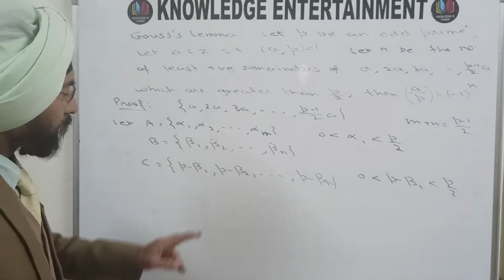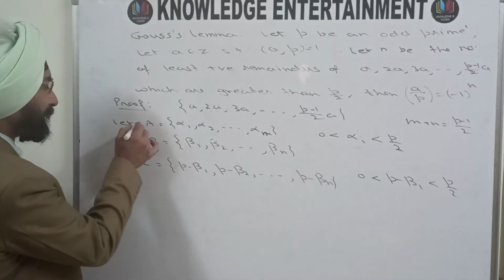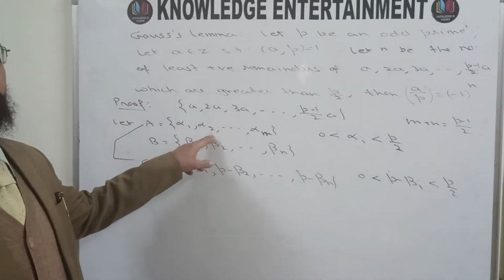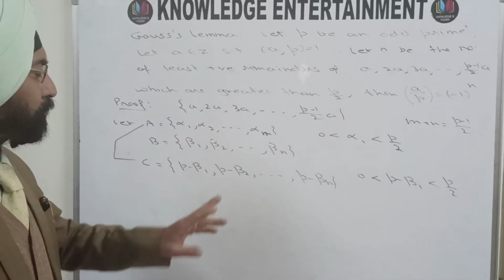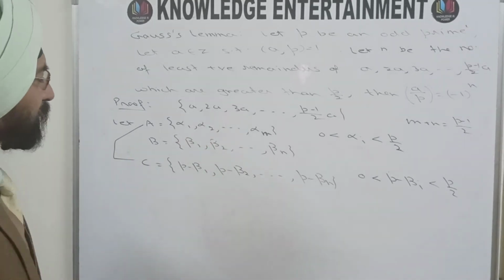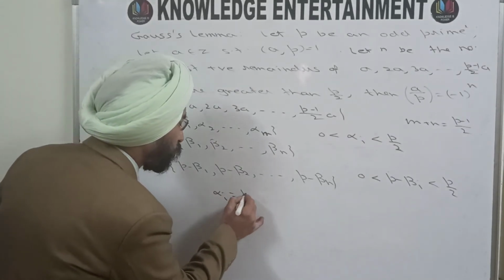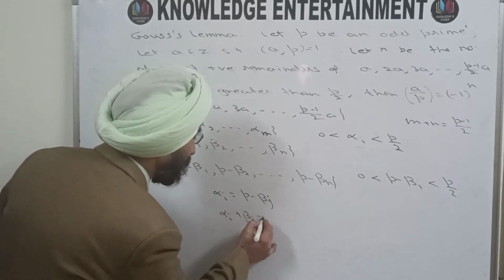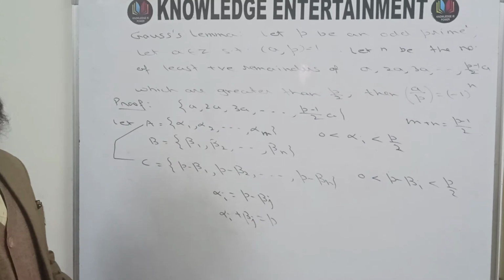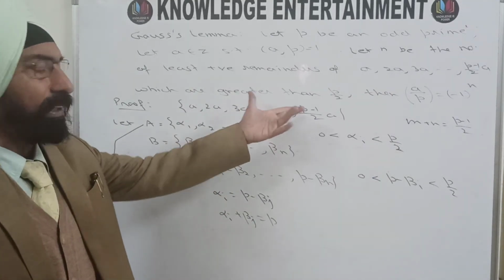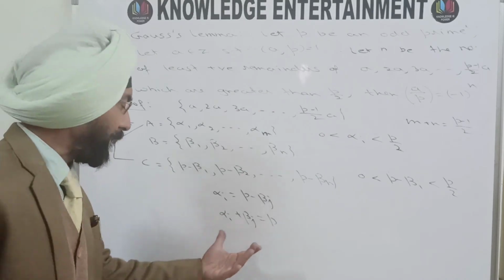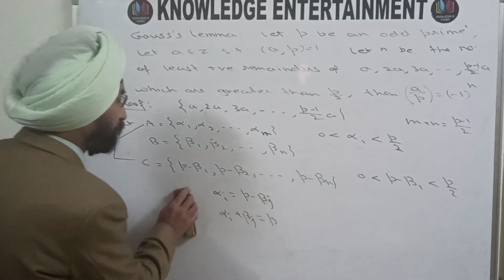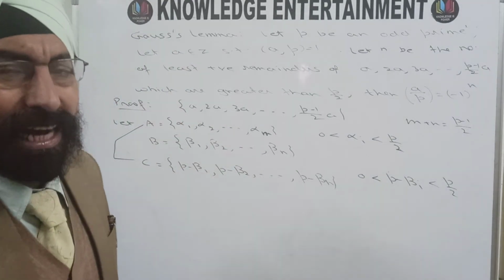Another thing, if you look at A and C, no member of A is equal to some member of C, because if some alpha i is equal to some p minus beta j, then alpha i plus beta j is equal to p, which is not possible, because the sum of two remainders, one is less than p by 2, another is greater than p by 2, their sum cannot be equal to p. So this is not possible. That means all the members of the sets A and C are distinct.